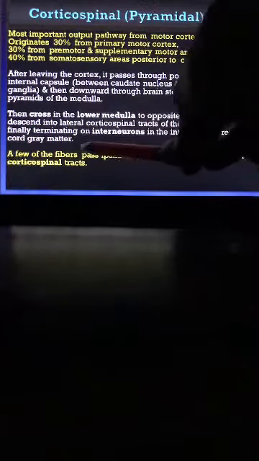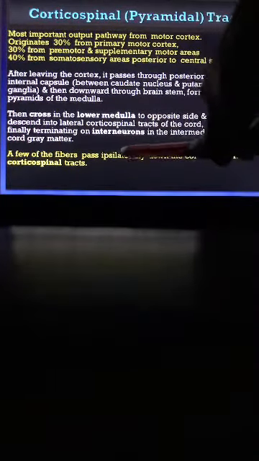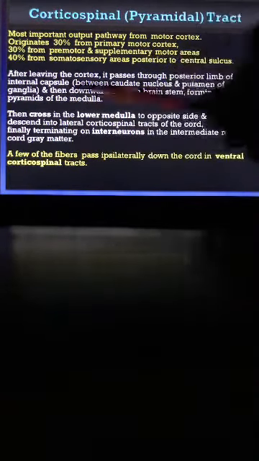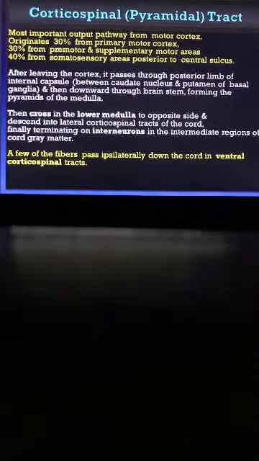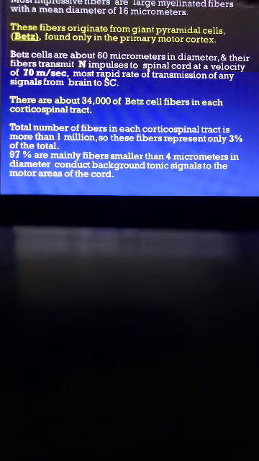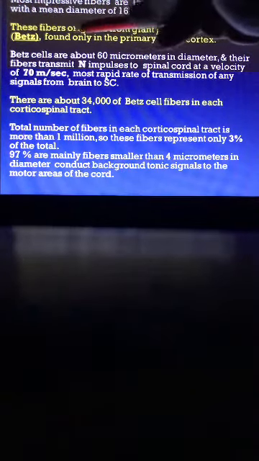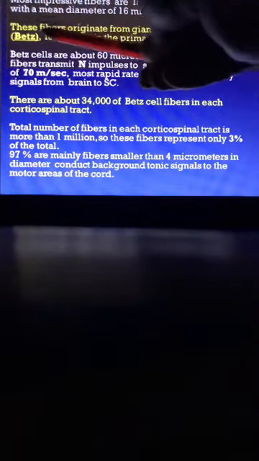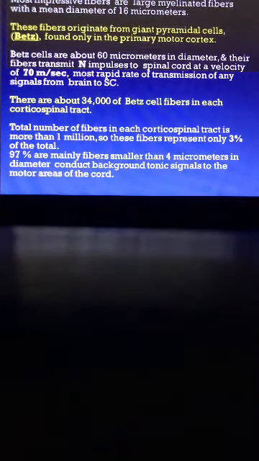عدد قليل من الفايبرز pass ipsilaterally down the cord، نسميها ventral corticospinal tract، يعني ليس باللاترال وإنما بالventral. The most impressive fibers نسميها قطرها تقريبا 16 micrometers. These fibers originate from the giant pyramidal cells نسميها Betz cells found only in the primary motor cortex.